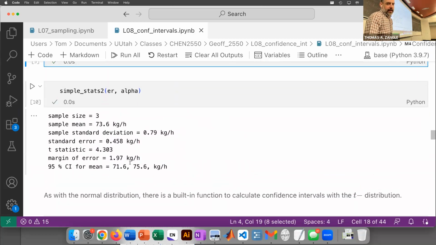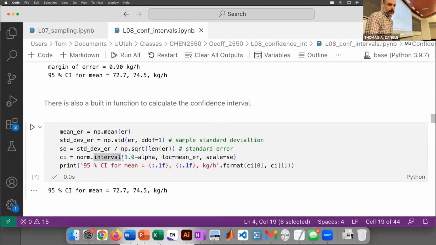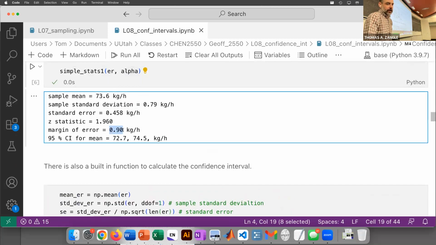And what we see is that we end up with a margin of error in this case of 1.97, as compared to, and I'm just going to scroll up for a second, the margin of error that we saw when we incorrectly applied the normal distribution, which was 0.9. What that's telling us is that when we made this incorrect assumption and applied the normal distribution to measure the range of mean values that we might expect from our experimentally measured set of 3, we got a smaller margin of error. So it gave us an overconfident estimate of what the true mean of the population really was.